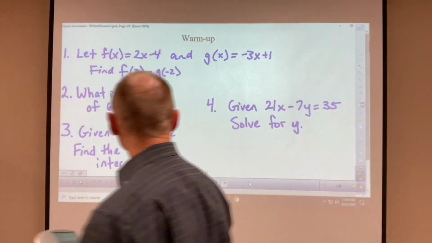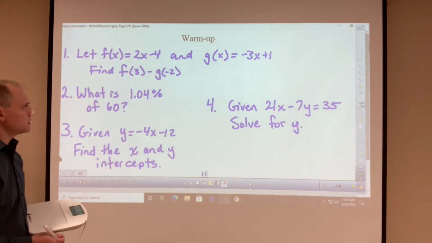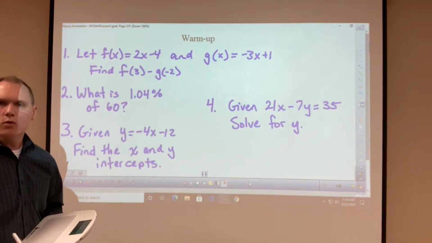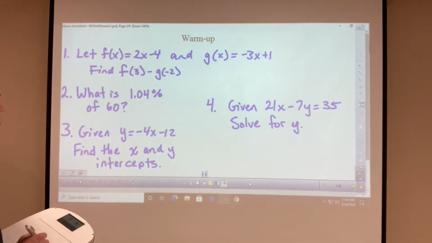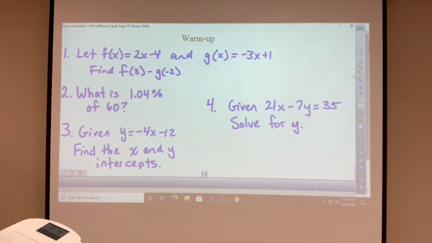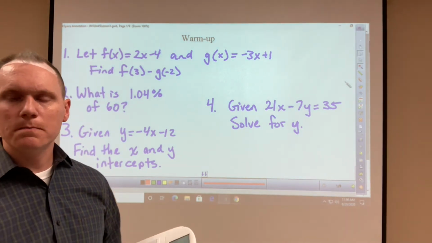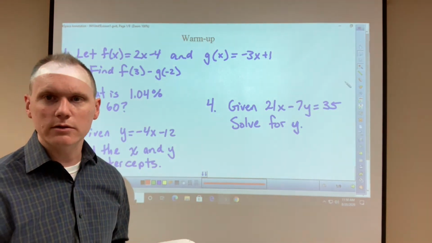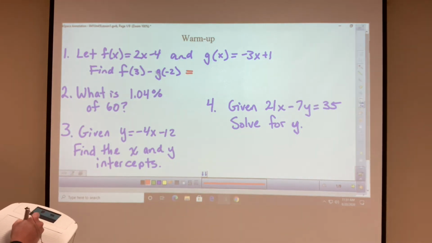Alright, so in the first one here, f of x equals 2x minus 4 and g of x equals negative 3x plus 1. We're looking to find f of 3 minus g of negative 2. And so we've talked about function notation earlier this year. And so really we're going to do those separately and then subtract them. So f of 3. So all of this equals f of 3. So that means we're going to put 3 into f.